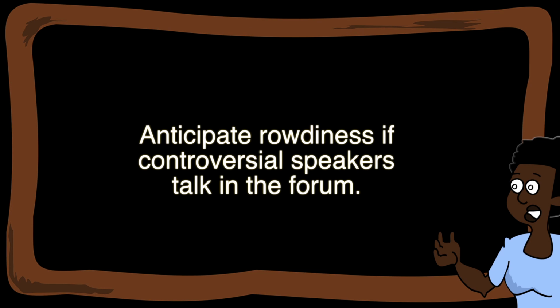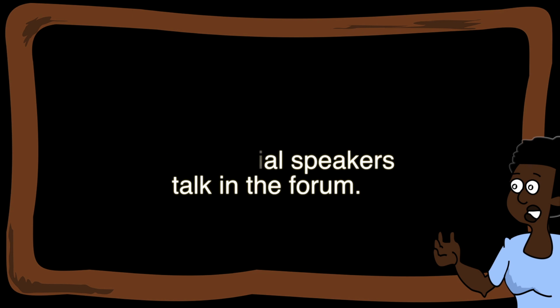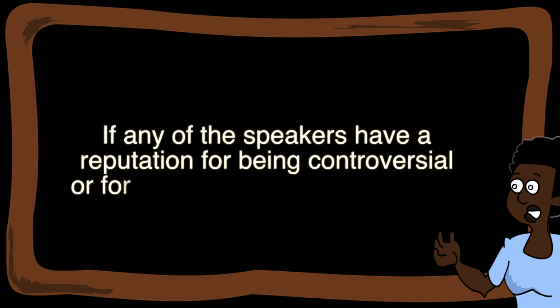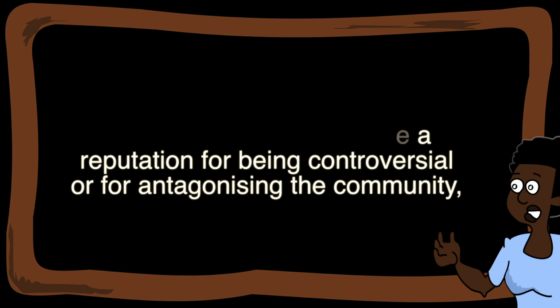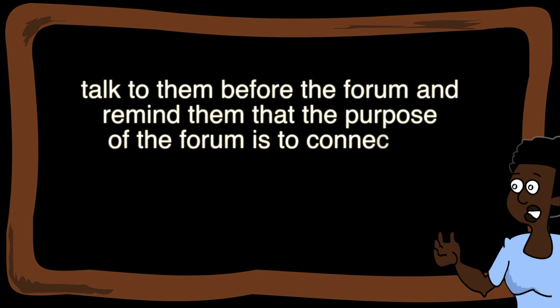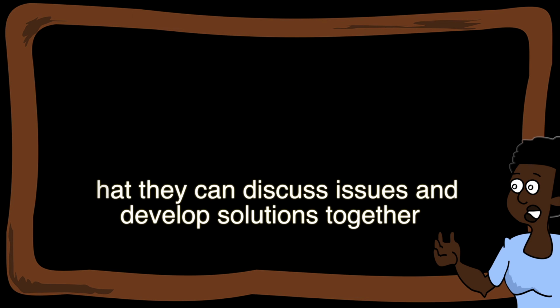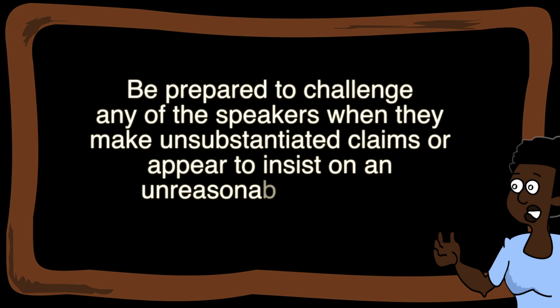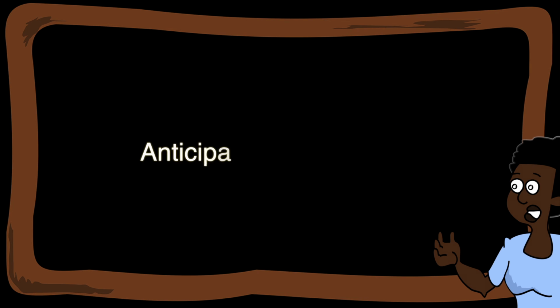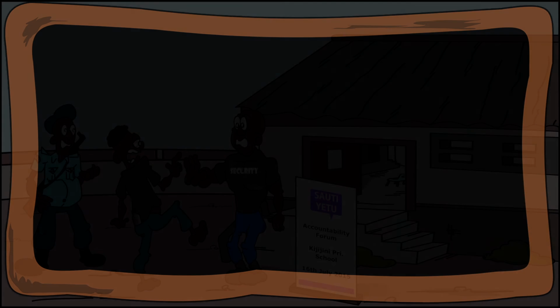Anticipate rowdiness if controversial speakers talk in the forum. If any of the speakers have a reputation for being controversial or for antagonizing the community, talk to them before the forum and remind them that the purpose of the forum is to connect the leaders and the community so that they can discuss issues and develop solutions together. Be prepared to challenge any of the speakers when they make unsubstantiated claims or appear to insist on an unreasonable position. Anticipate belligerence from the audience.